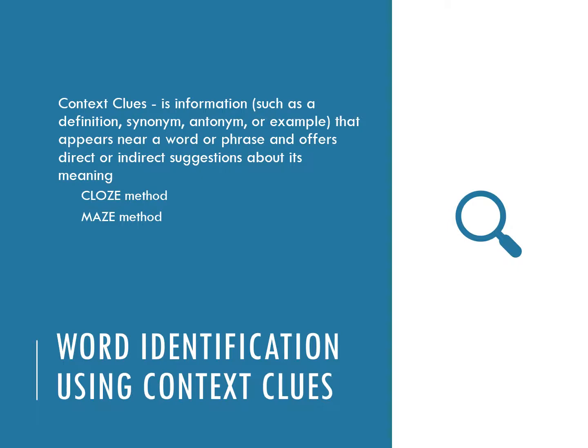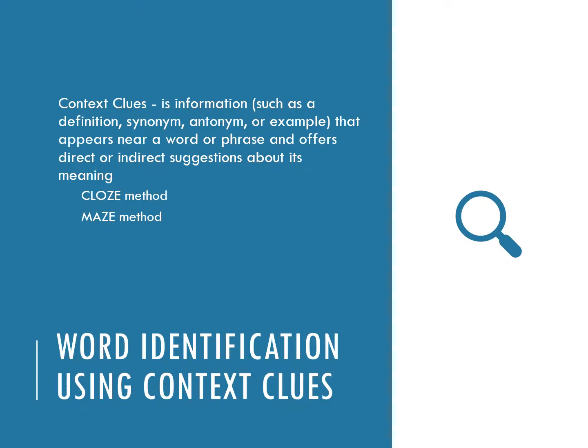So word identification is different than phonics instruction. Recognizing a word is different than identifying a word. Recognizing is more automatic and the student is not using any type of strategy. They just see a word and automatically know what the word is. When students don't recognize a word, they need to use a word identification strategy to determine the word and its meaning. And one way to do this is through context clues.